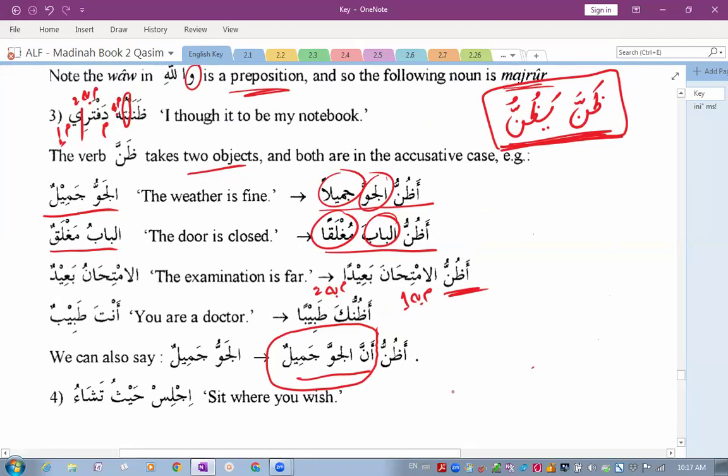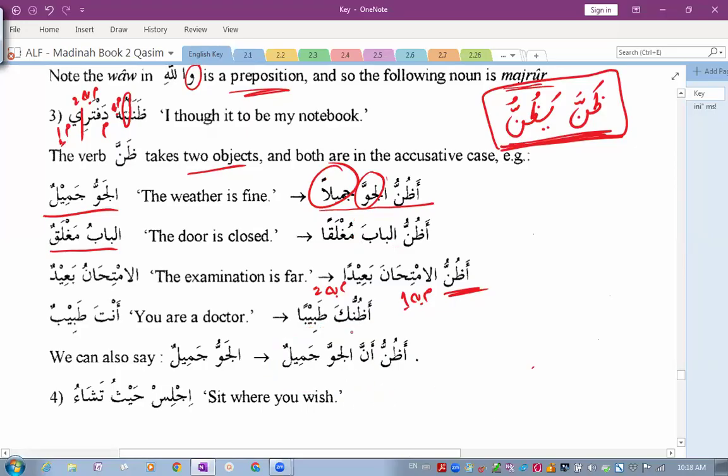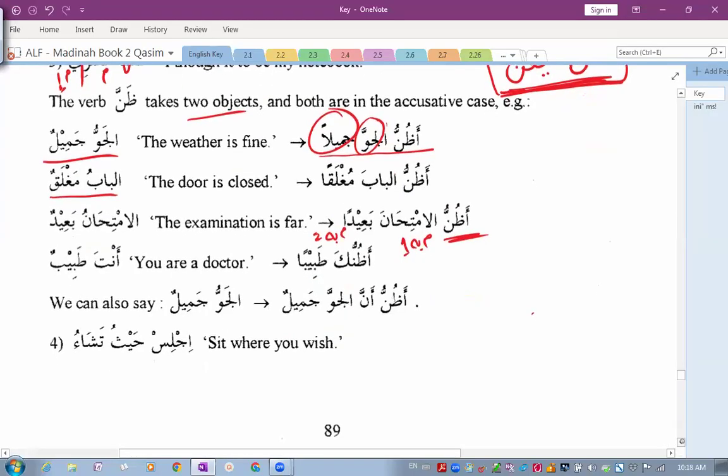So there are some verbs which can take more than one mafulun bihi, two mafulun bihis, and those two mafulun bihi can be two words, for example word number 1, word number 2, or it can be one sentence, which we see over here. If it is a sentence, then we call it sadda musadda mafulaini, meaning this sentence is taking the place of two mafulun bihis. That's all. If you remember, it's good. If not, not a big deal, inshallah.